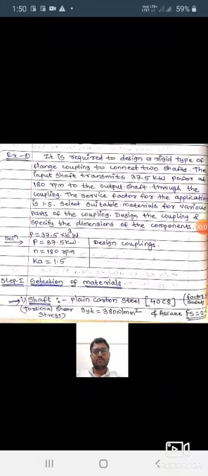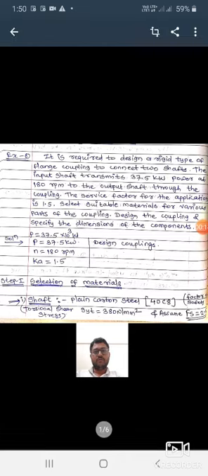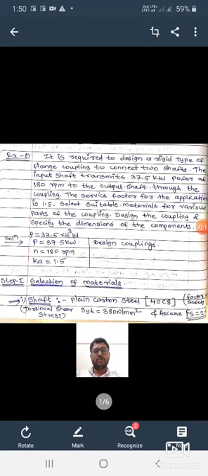Hello students, good afternoon. Today I would like to explain how to design a rigid type of flange coupling. So let us start. Numerical: it is required to design a rigid type of flange coupling to connect two shafts.